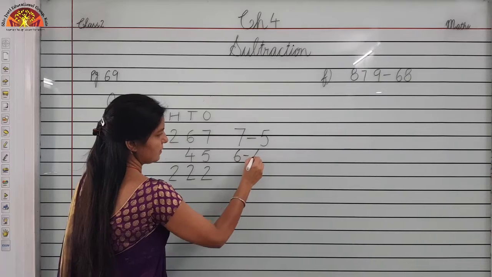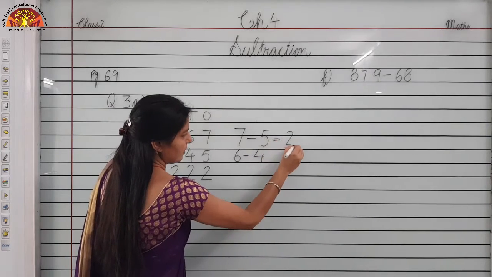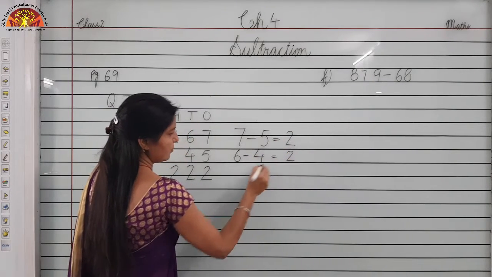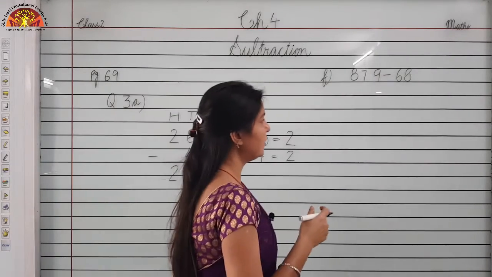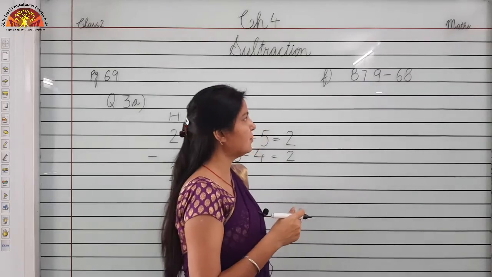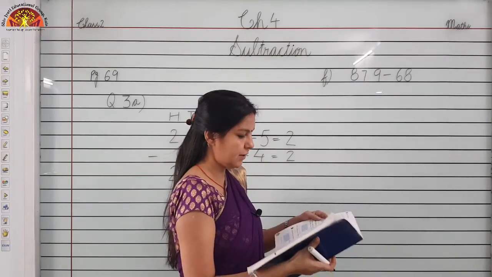6 minus 4, 2, and we will write 2 as it is. Now let's see question number F of the same question. This is F part of question 3.